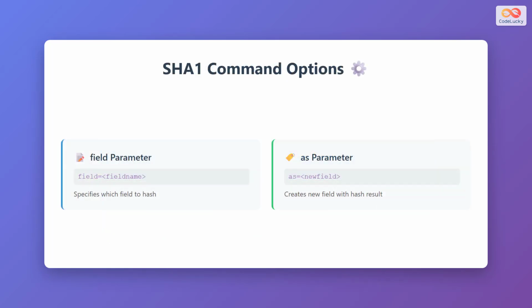The SHA1 command offers two primary parameters to customize its behavior. The field parameter specifies which field you want to hash using the syntax field equals field name. The as parameter allows you to create a new field with the hash result using the syntax as equals new field. These parameters give you flexibility in how you handle the original data and where you store the generated hash values, enabling you to maintain both original and hashed versions of your data when needed.